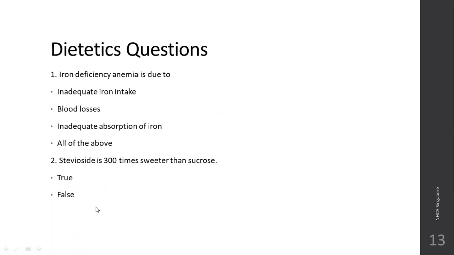From dietetics, two questions are there. Iron deficiency anemia is due to, what do you think is the correct answer to it? Inadequate iron intake, blood loss, inadequate iron absorption, or all of the above? Read all the options properly, then answer, okay? Yes, it's the fourth option, all of the above.